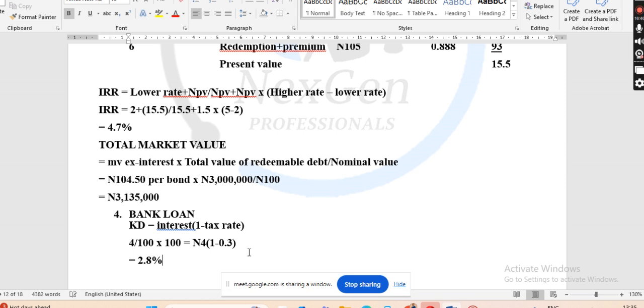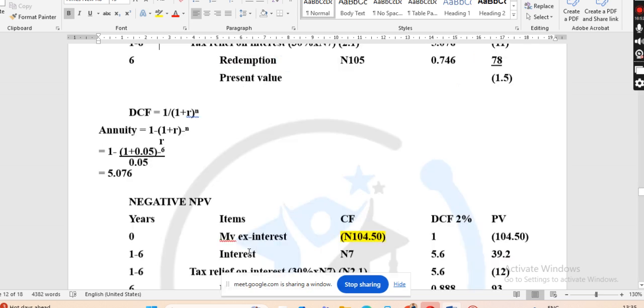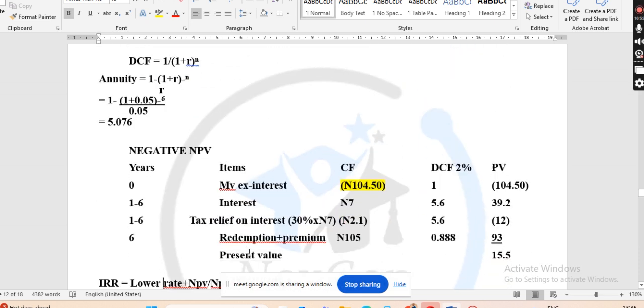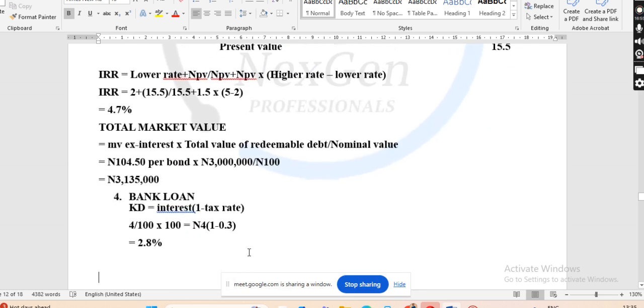2.8%, right? Now, if you want to use that other one, it will not give you what you want. But we'll use it at the end of this class. Let's test run it and see how it goes.